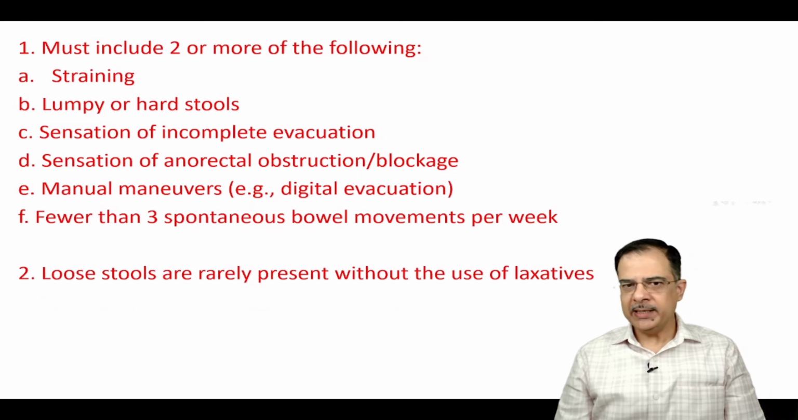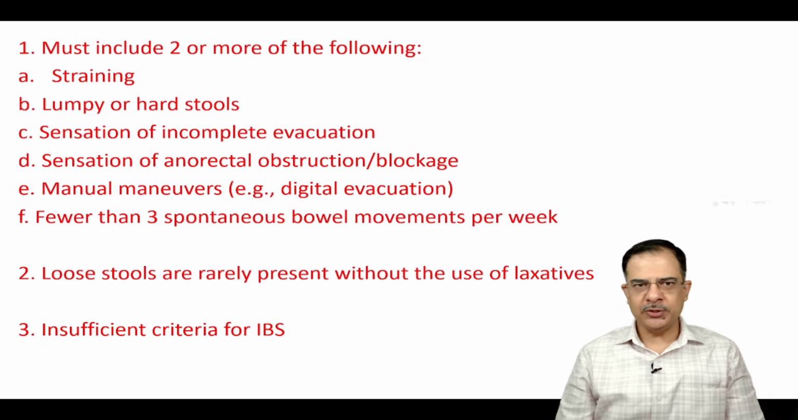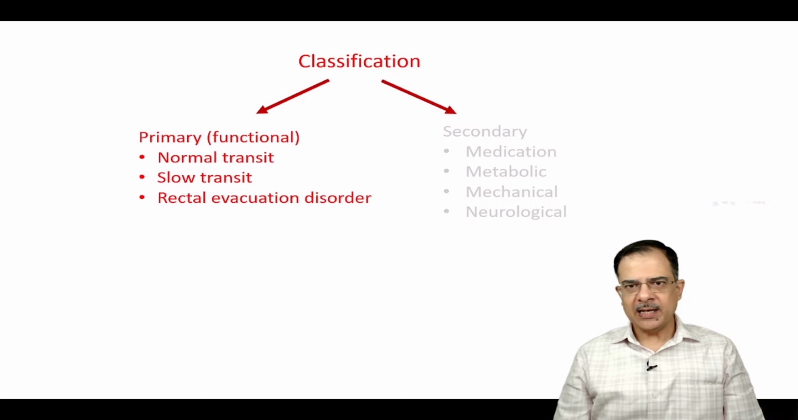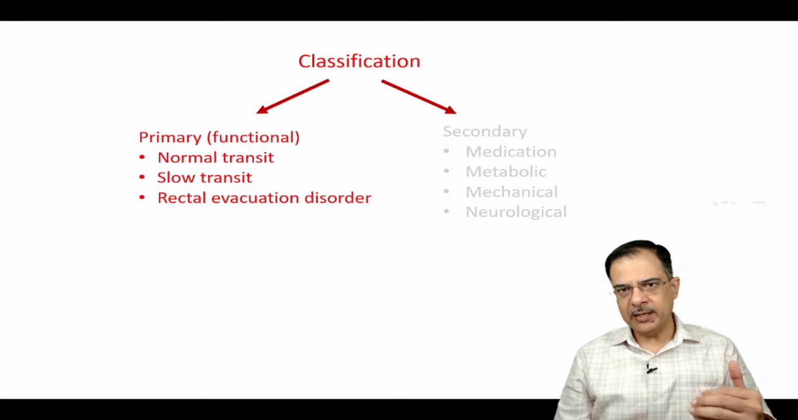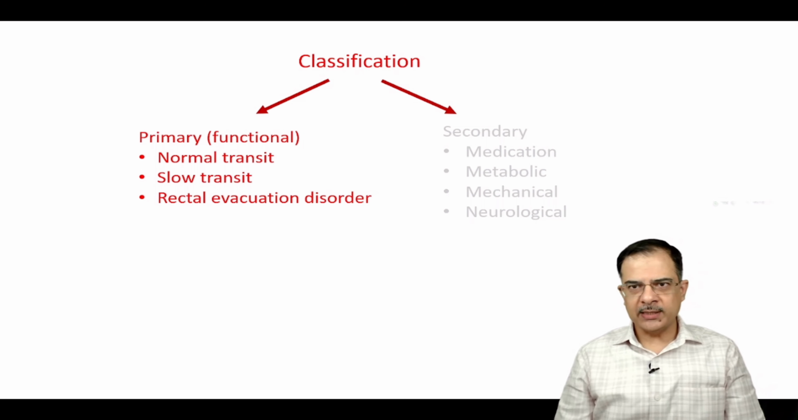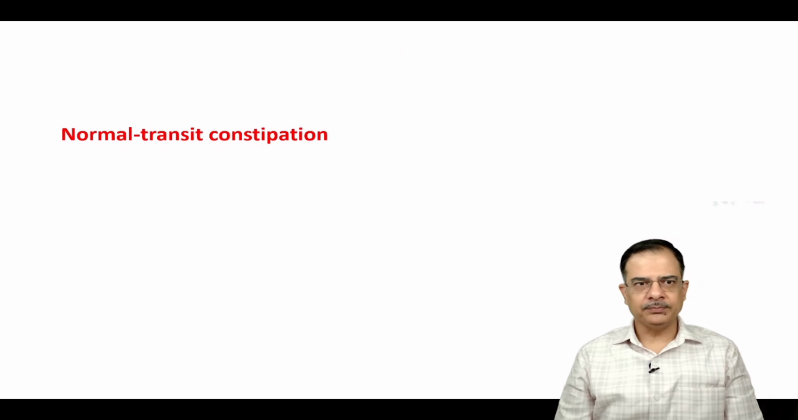Fewer than 3 spontaneous bowel movements per week, loose stools rarely present without the use of laxatives, and insufficient criteria for irritable bowel syndrome, IBS. And the symptom onset should be more than 6 months. This is the classification: primary, that is functional, or secondary causes. As we mentioned earlier, primary or functional causes can be normal transit, slow transit constipation, or a rectal evacuation disorder. So let's see the features one by one.